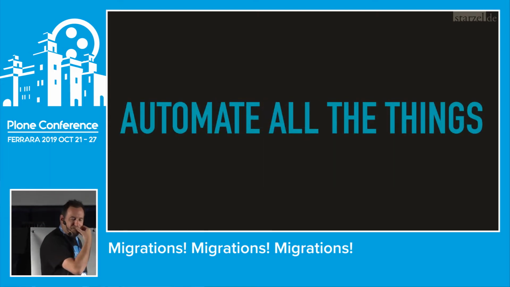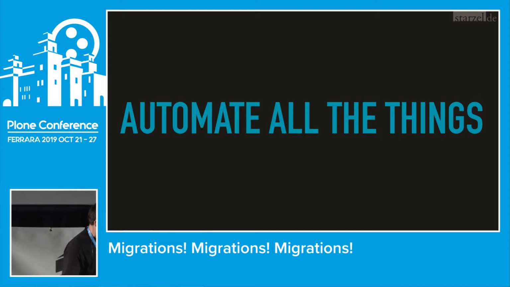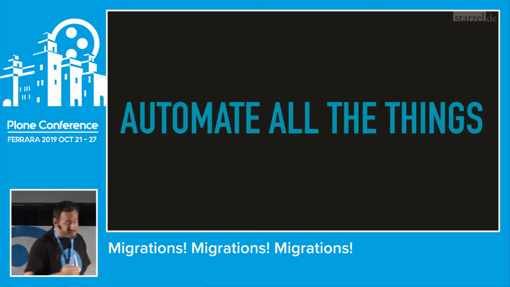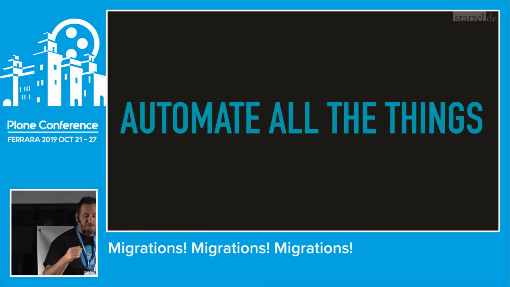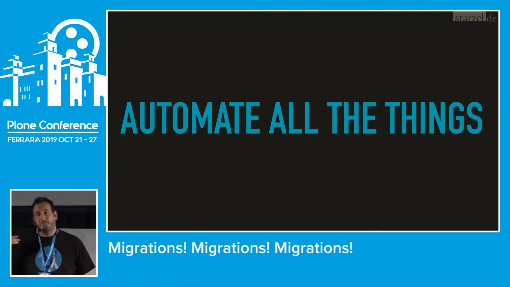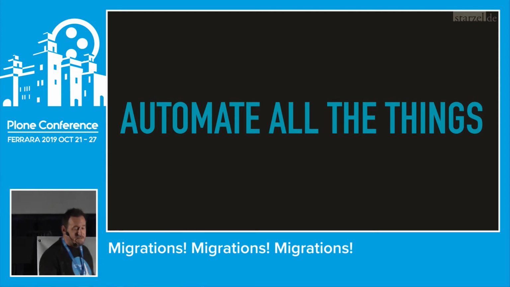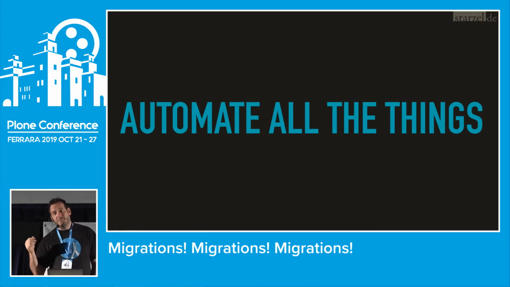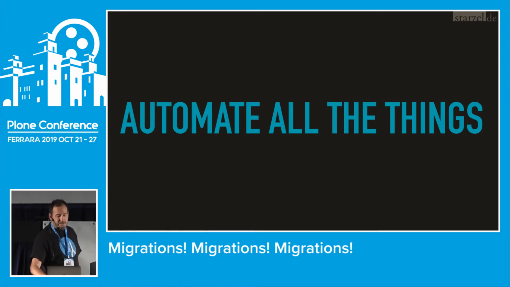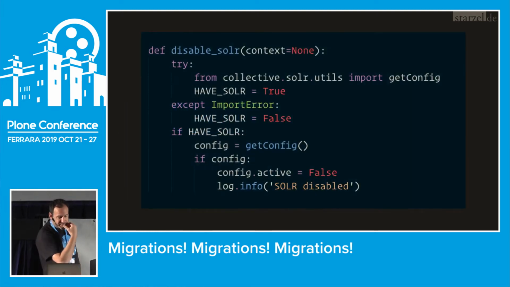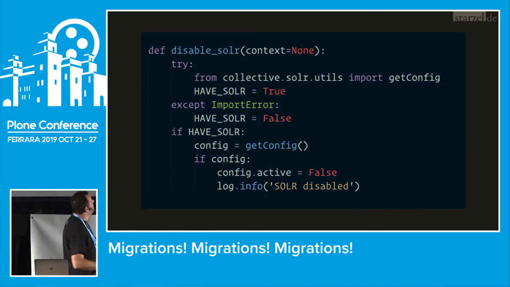So the most important lesson I learned from doing migrations is automate everything. So write upgrade steps, put everything in code so it can run multiple times, it can be run easily, and it can be run in different contexts. Let's look at an example of what I mean by that. This is a very simple small method that disables Solr.